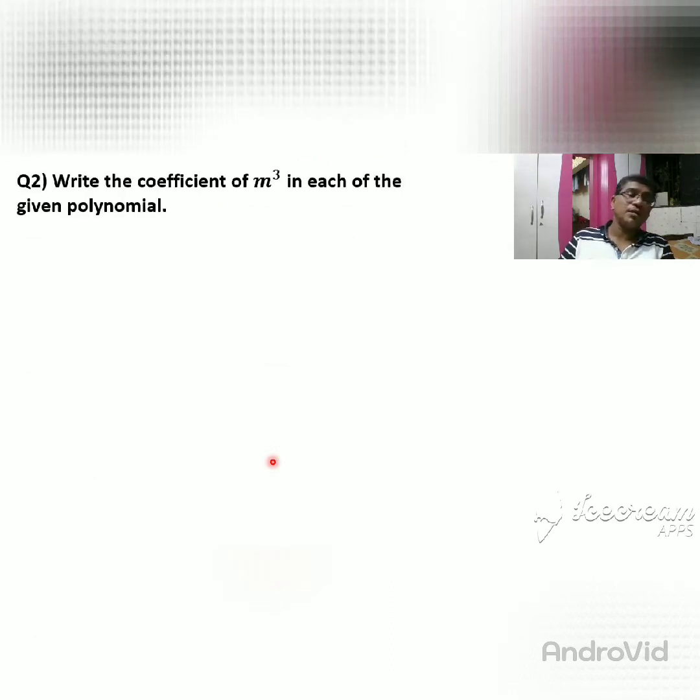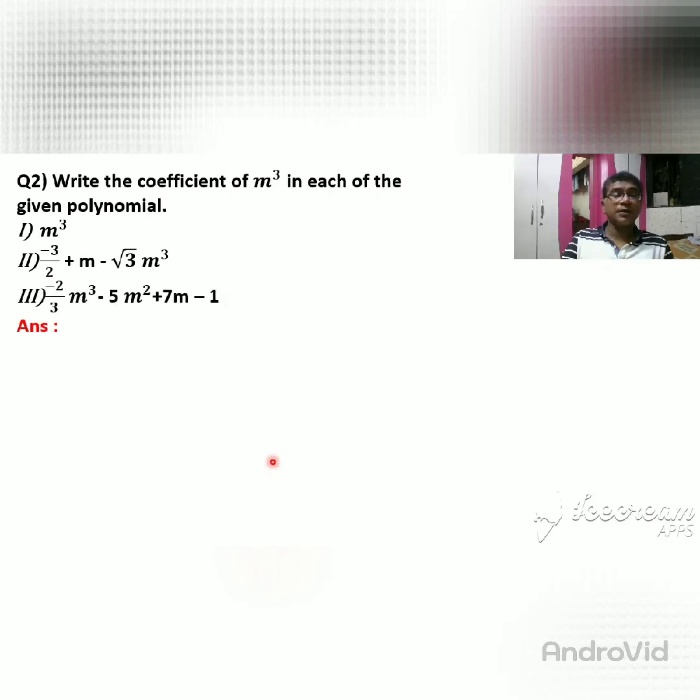Problem number 2. Write the coefficient of m cube in each of the given polynomials. So simple. They are given the polynomials, and in those polynomials, you write only the coefficient of m cube. So see, this is m cube, indices 3, but which is the number there? 1. So first I write the problems.